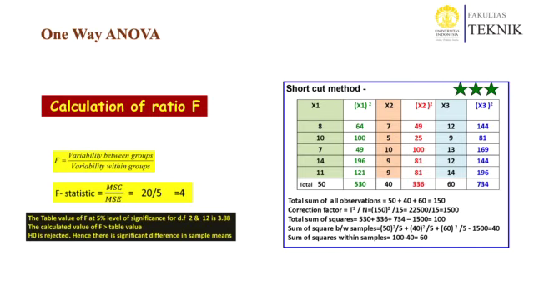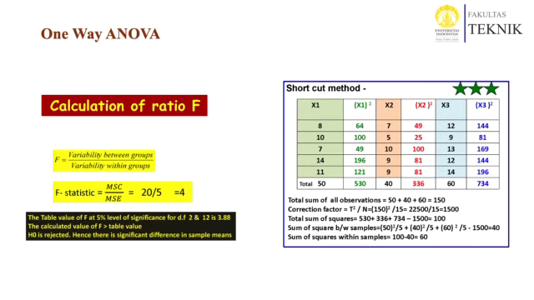So it was the hard way to calculate. We also have the shortcut method. By the shortcut method, we can calculate it like this, using this table to calculate the total sum of observations 150, and given the correction and total sum of squares, we have this value that we have for one-way ANOVA.